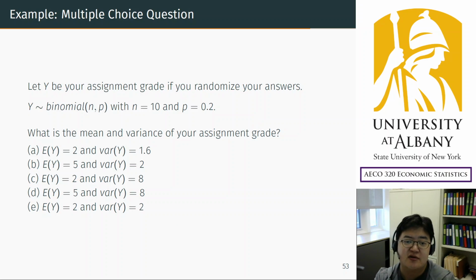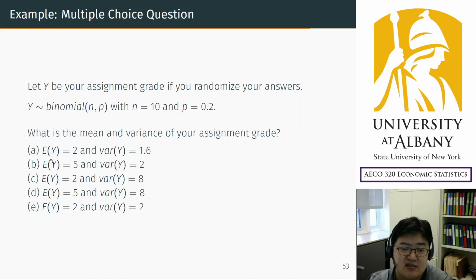So here is a question. Like in your homework, you're randomizing all the answers, and then what is the mean and the variance of your grade? You may use the formula, and then it'll be pretty simple. Okay, the parameters are 10. You are trying 10 questions, and in each question you have 20% success probability. So our parameters are 10 and 0.2.